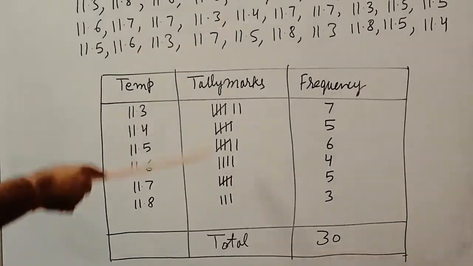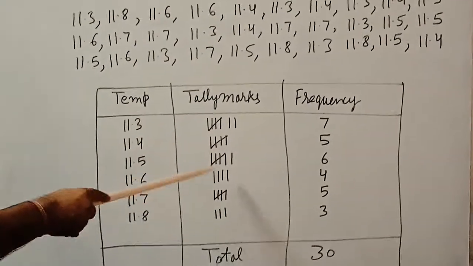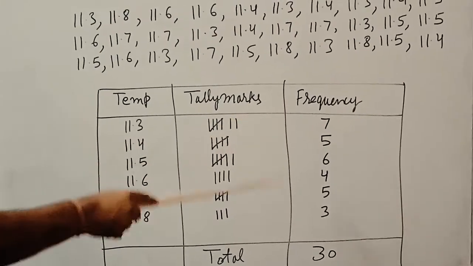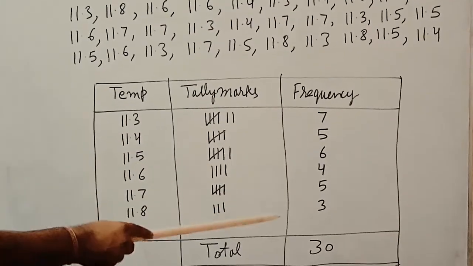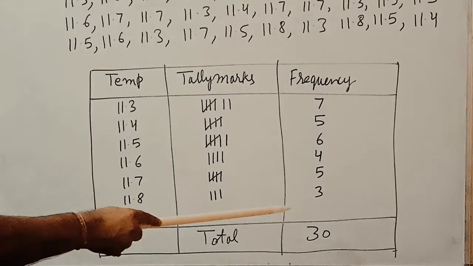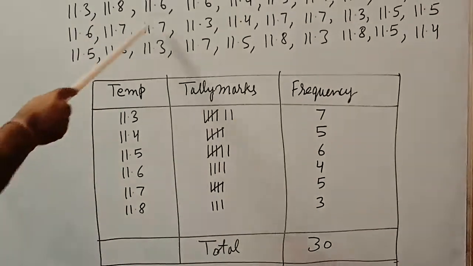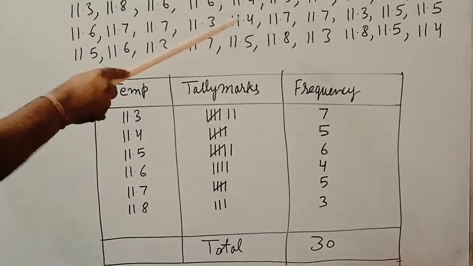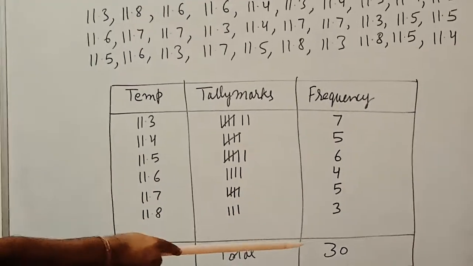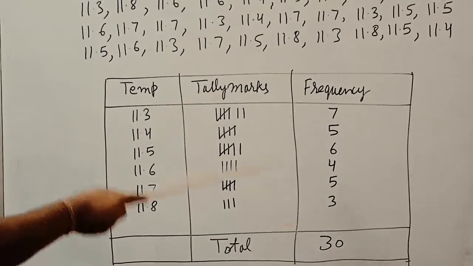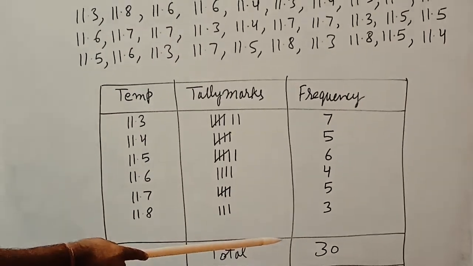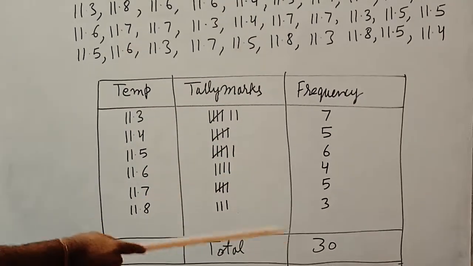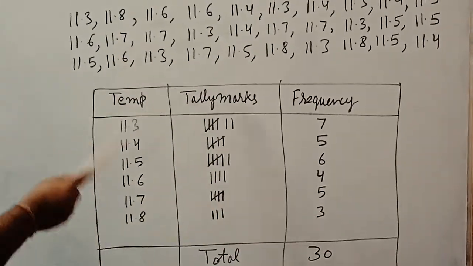We will write in the same manner, and in the last column the frequency. So the total of the frequency should be 30, as the recorded temperatures are 30. So the total of the frequency should be 30. That will tell you your solution of the question is correct.